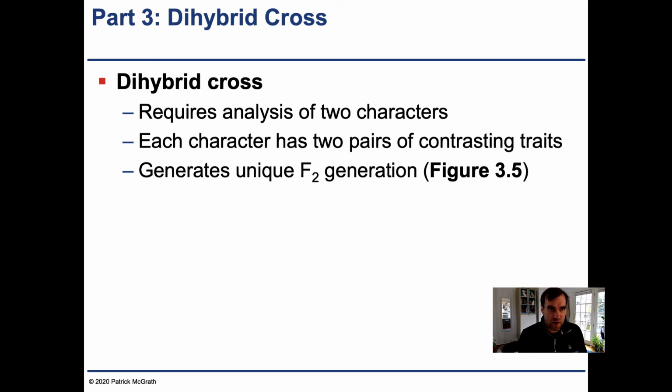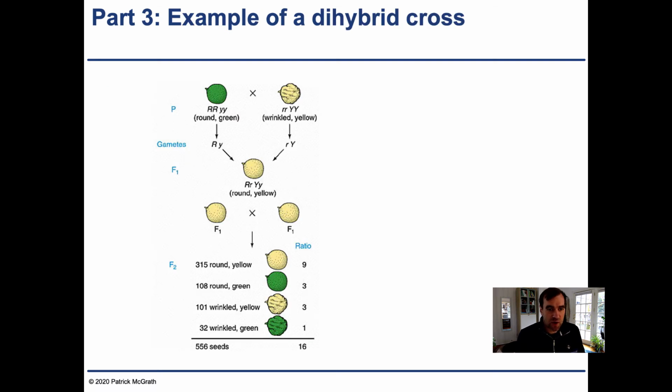Right, now we're going to move on to dihybrid crosses. So going back to artificial populations, things that Mendel looked at, he also looked at what were called dihybrid crosses. This requires the analysis of two characters, and each character has to have at least two pairs of contrasting traits. So again, what do we mean by this?